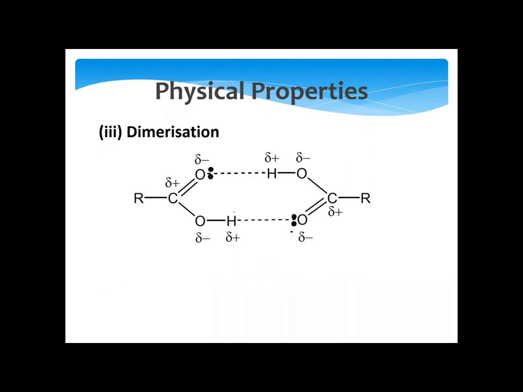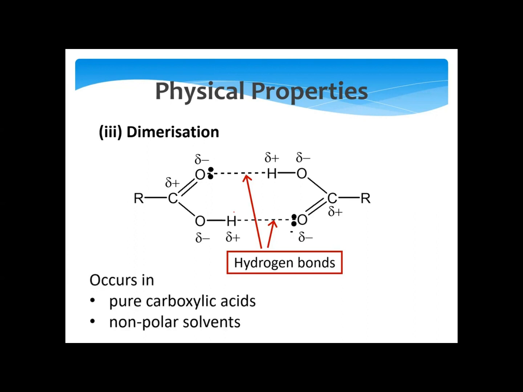Next one, dimerisation, the ability to form dimers. How can two carboxylic acid molecules form a dimer? Take note, they will do it through the formation of hydrogen bonds, as you can see illustrated here. I believe in chemical bonding last year, we also talked about this before. It occurs in pure carboxylic acids, which means that it will occur when carboxylic acids are in solid, liquid, or vapor phases, as well as in non-polar solvents.